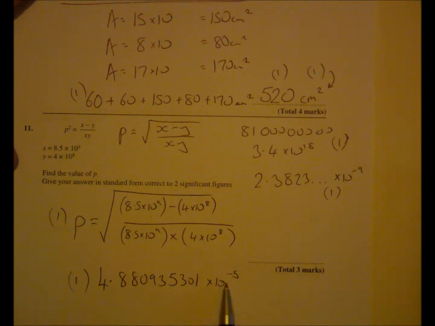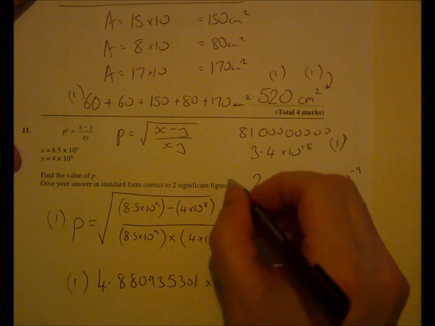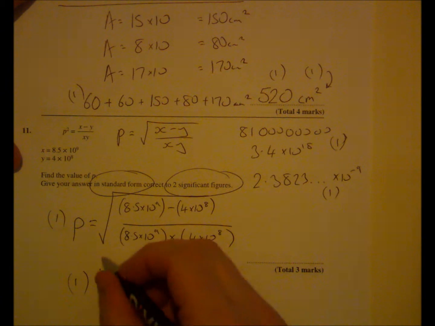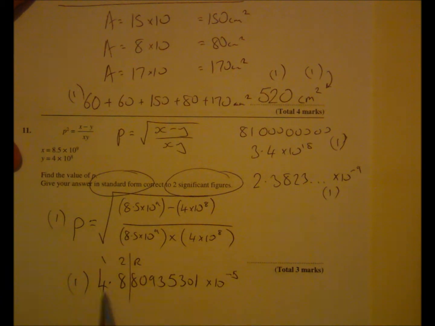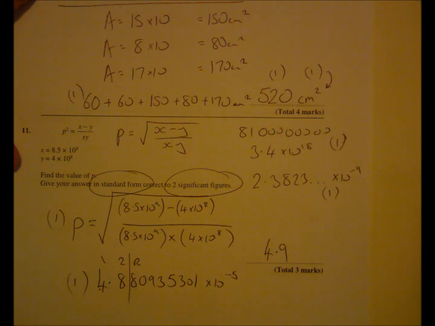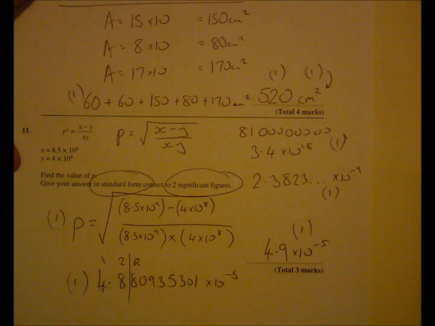Now if you've gone straight to that because you've gone from there to there like I have, you'll have 2 marks in the exam. We've got to write this to 2 significant figures and in standard form. So rounding number 4.8 or 4.9, you can clearly see it's 4.9 because of the rounding number, times 10 to the minus 5, and that's the third mark in that question.